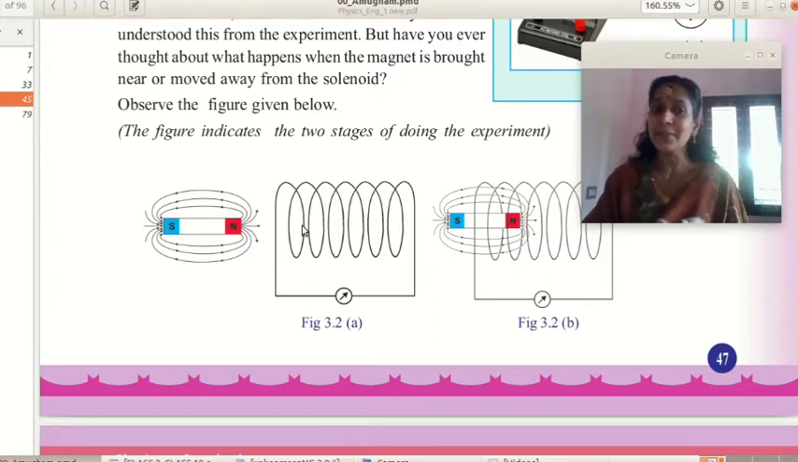In the first experiment, the magnet is near the solenoid. In the second experiment, the magnet is moving into the solenoid. In both times, there will be deflection. The galvanometer shows deflection. You can understand from the picture, okay? By using this picture, we are going to answer some questions in our test.